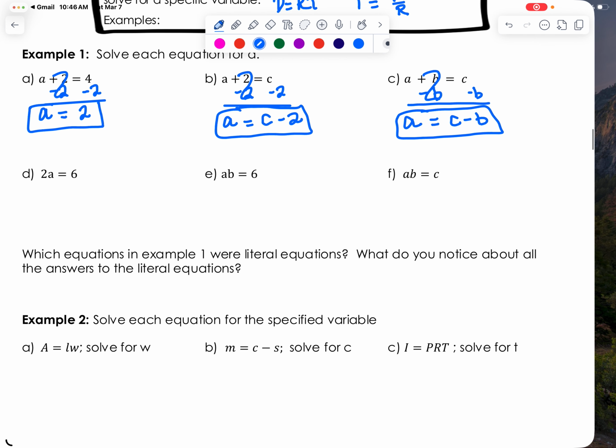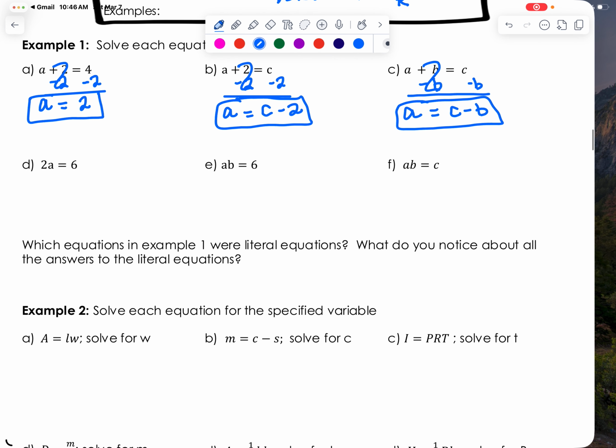All right, example D. We have 2 times A is equal to 6. Now, in this problem, we're not going to subtract the 2, but rather, because we're using inverse operations, the opposite of multiplying by 2 is dividing by 2. So when I divide by 2, this 2 and this 2 will cancel out. So A would equal 6 divided by 2, which is 3.